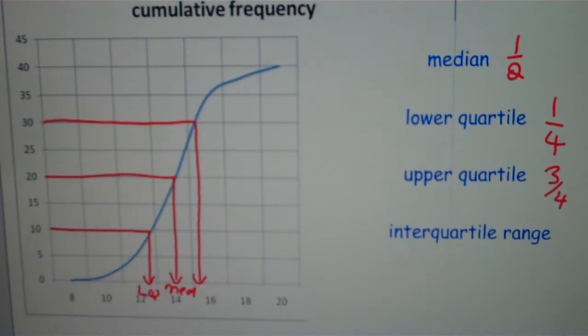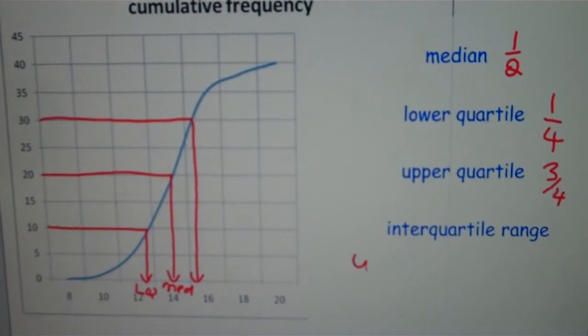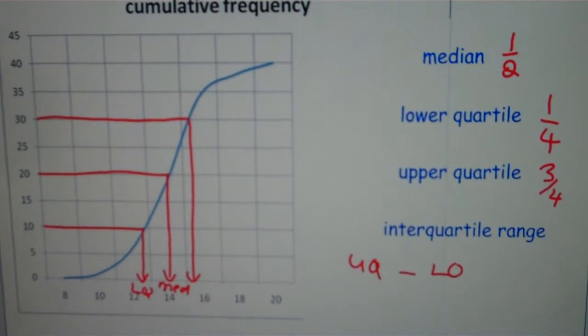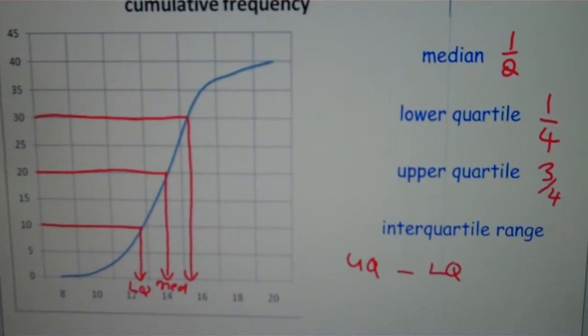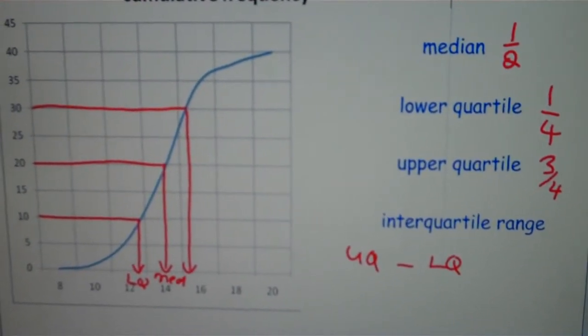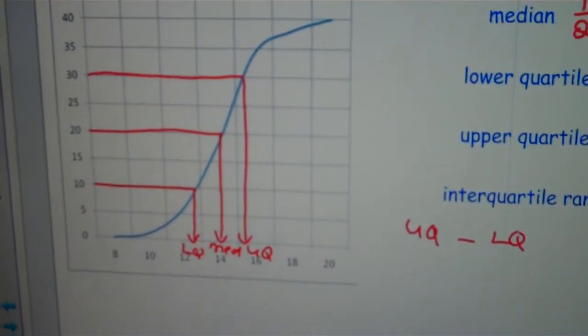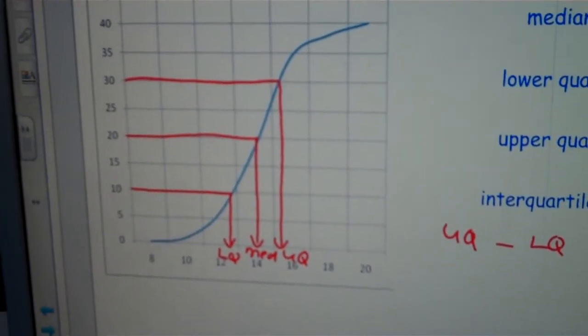If you're trying to find the interquartile range, you take your upper quartile value, you take your lower quartile value, and it's the difference between the two. So the difference between these two values. Okay?